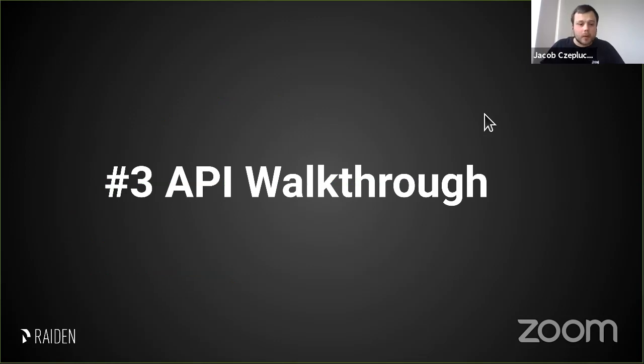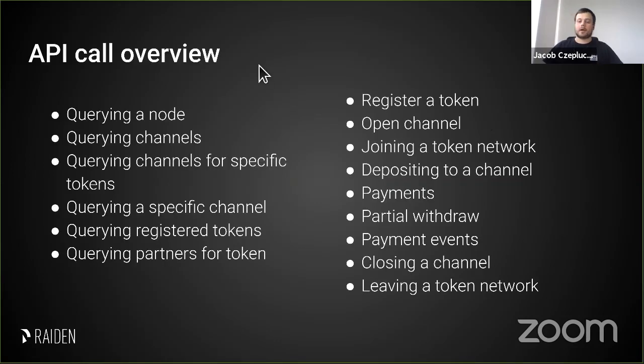All right, then a quick walkthrough of the API. First, an overview of the different API calls, or what you can do through the API. You can query a node. You can get the address of a node, for instance, just standard node information. Then you can query all the channels for a specific node. You can query channels for a specific node for a specific token. So you can see all the DAI channels, or all the wrapped ether channels, whatever token you're interested in.